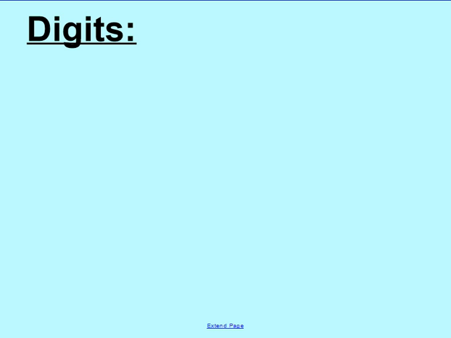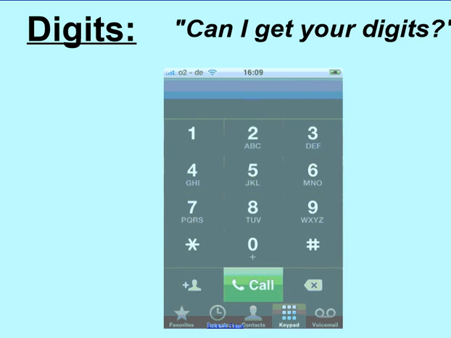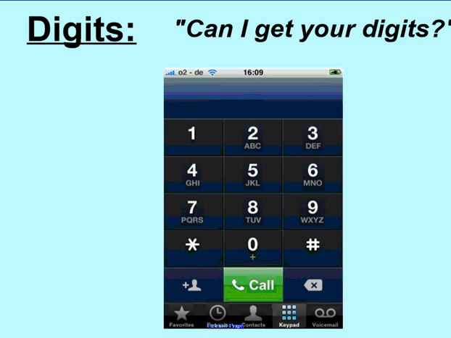So digits. Digits is the next term that we are going to look at, the next definition that we're going to look at here on page number 9. And digits. You might hear this, hey, can I get your digits? They're talking about the numbers. And how many numbers do you see on this phone?